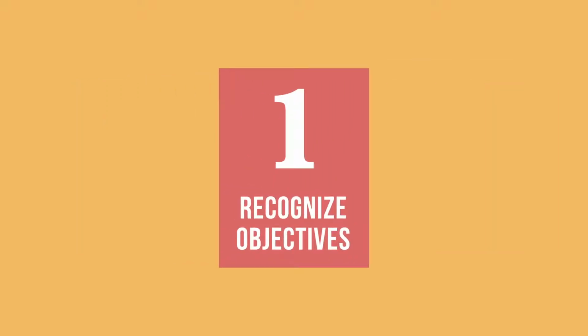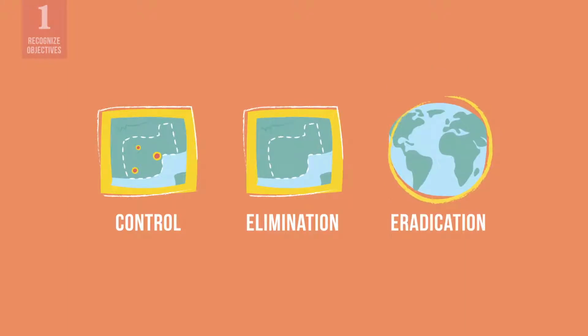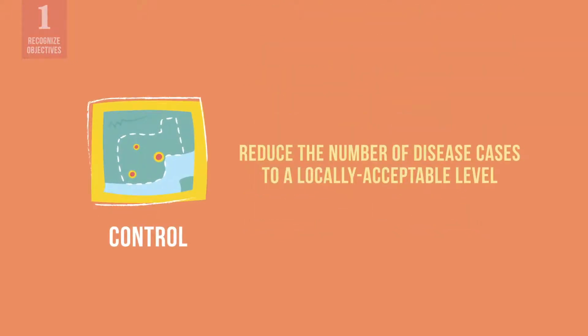First, recognize the objective of your surveillance program for each disease. Remember, there are three main types of disease control objectives: control, elimination, and eradication. The goal of disease control is to reduce the disease incidence or mortality to a level that is locally acceptable. In other words, immunization and other interventions are used to reduce the number of disease cases.